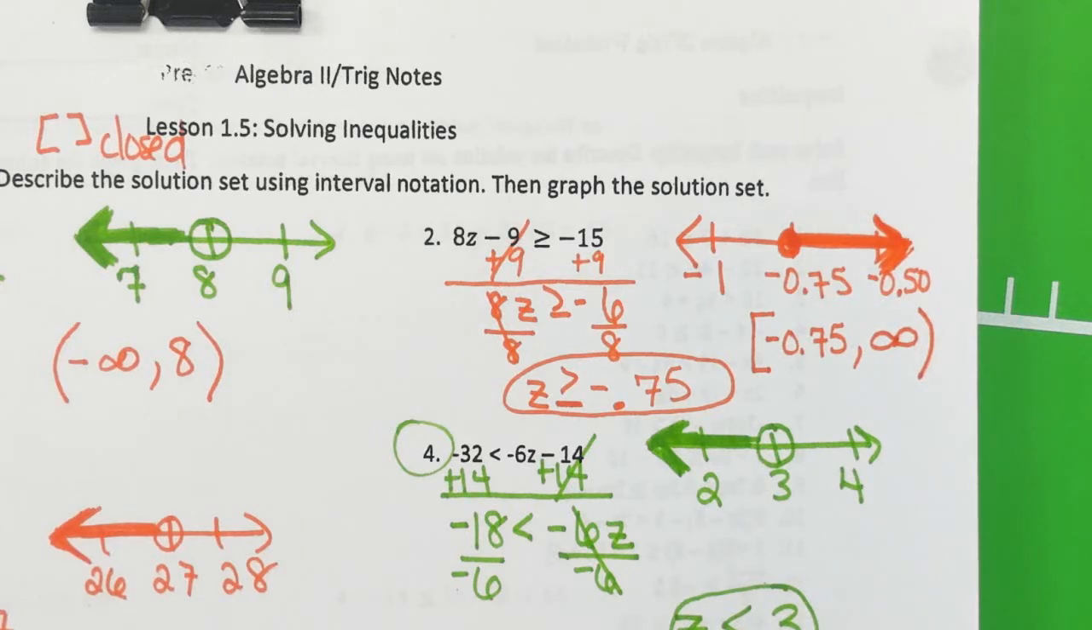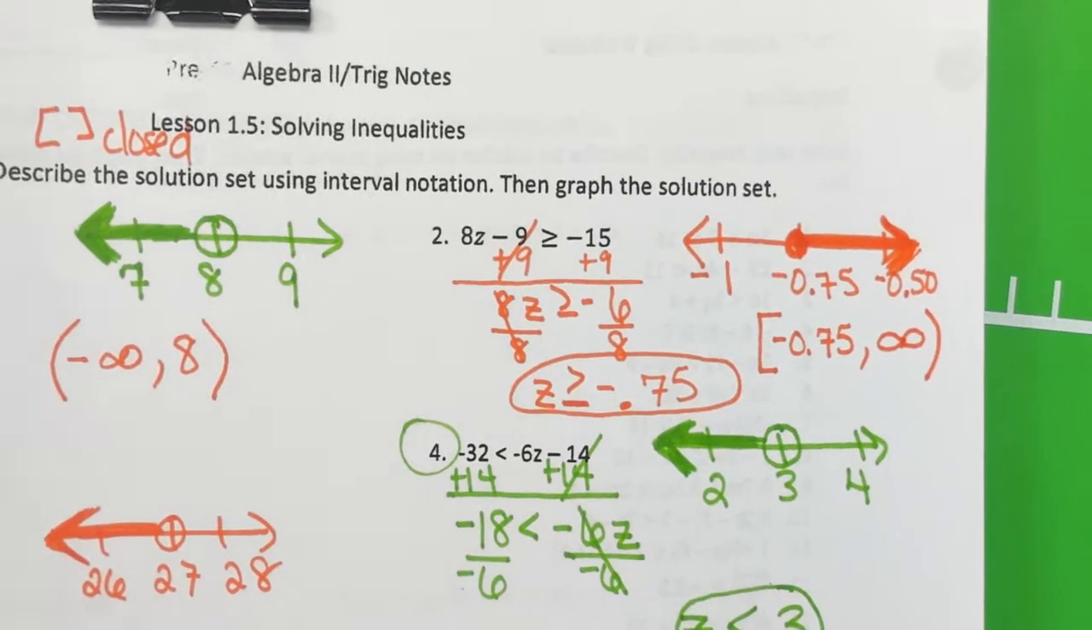There you go. When I learned how to do these, I turned my paper sideways and just wrote an 8 sideways, if that helps you. All right, number 3.